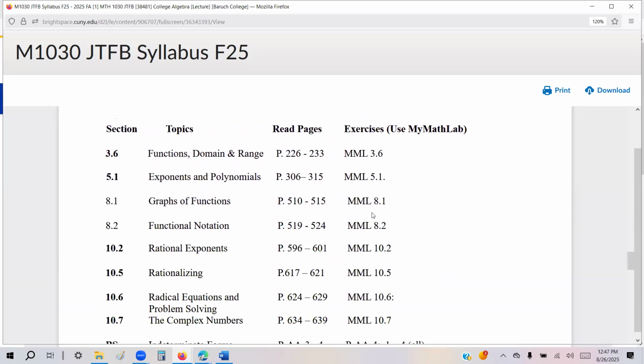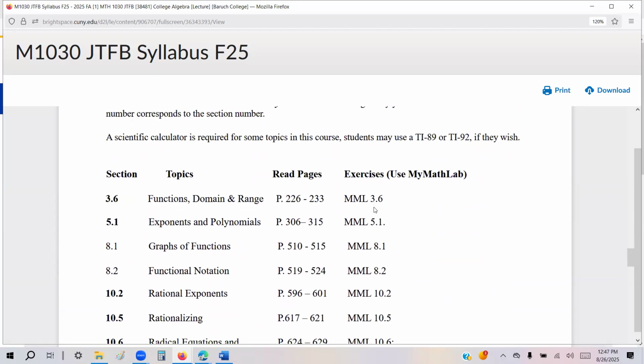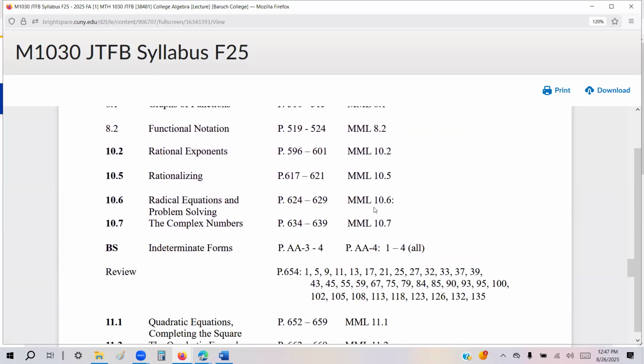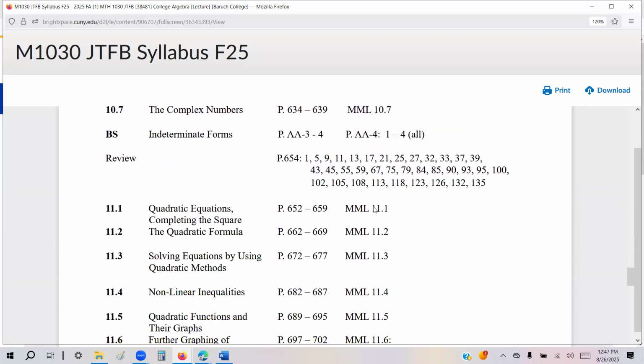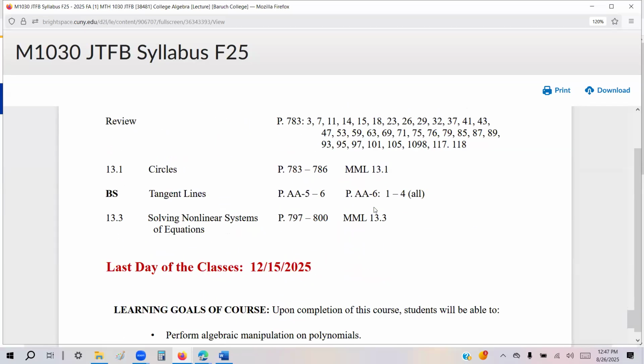And these are the list of topics we're going to cover in this class. They are a lot. We're going to cover 1 or 2 sections from 358, 4 sections from 10, and then the entire chapter 11, 12, and then a little bit of chapter 13. They are a lot. Any question?